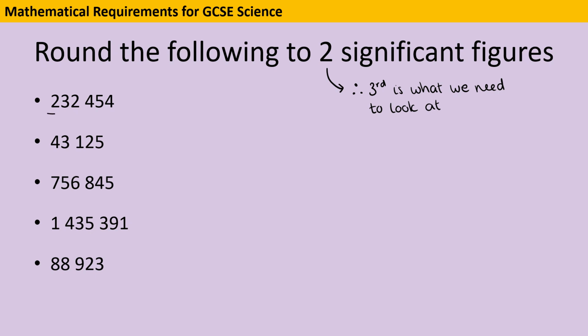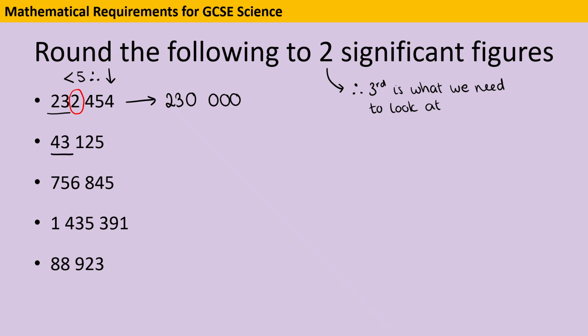So for this first one, I'm looking at the number 2, that is the third number in. And I'm thinking, is that greater than or less than 5? Here it's less than 5, so therefore we're going to round down. And we're going to replace all of the remaining numbers in that number with zeros. So this is going to become 230,000 to 2 significant figures.